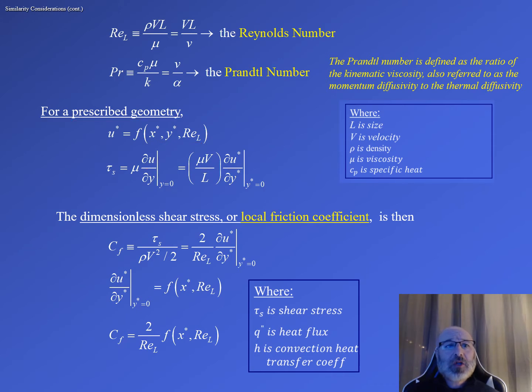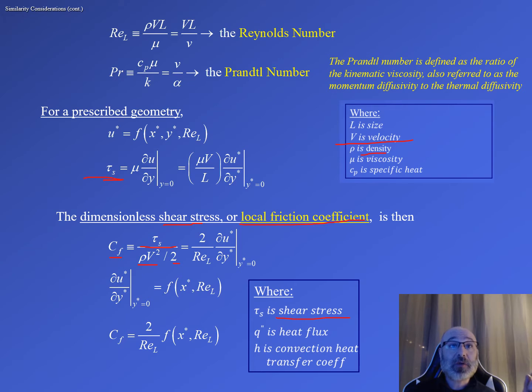So now if we take a look at our dimensionless shear stress, this is also known as our local friction coefficient, or our C sub f right here. This is given by the relationship that we have our tau sub s, which does appear from this relationship there for our shear stress, divided by our rho V squared, or our density times our velocity squared, all divided by 2.